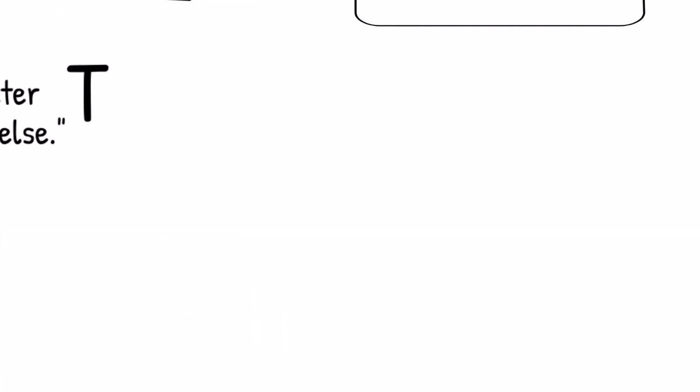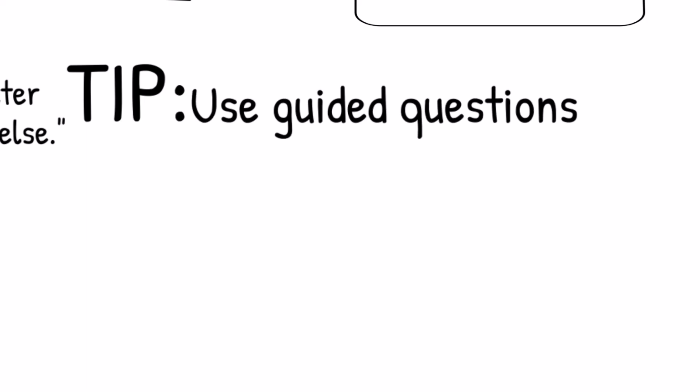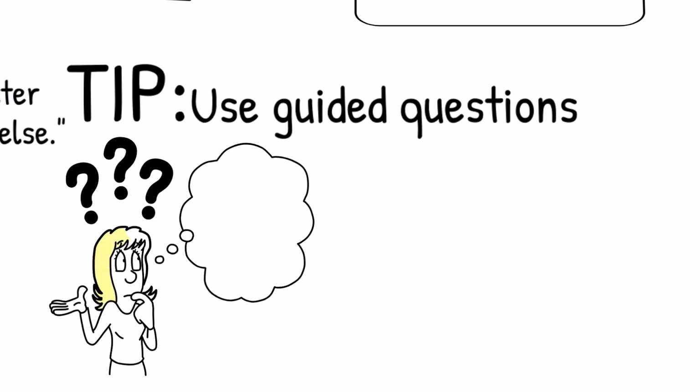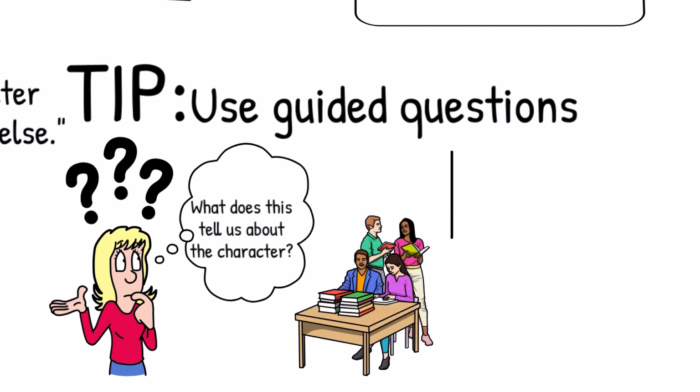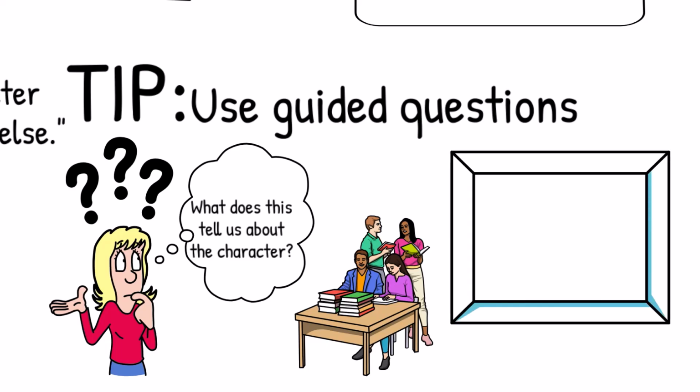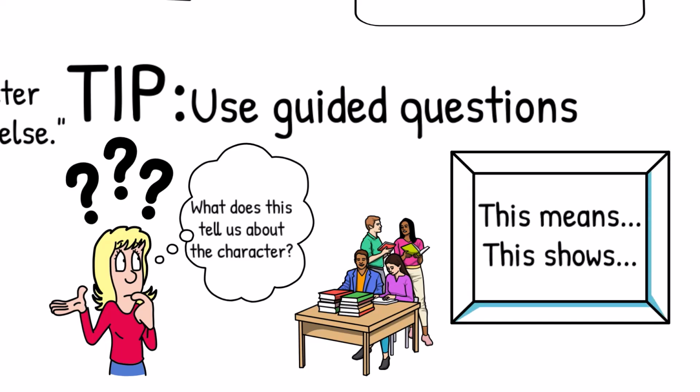Teacher tip: use guided questions like, "Why is this detail important? What does this tell us about the character?" Practice analysis with short texts and group discussions before asking students to write independently. Sentence frames like, "this means," or "this shows," can help students build confidence in their explanations.